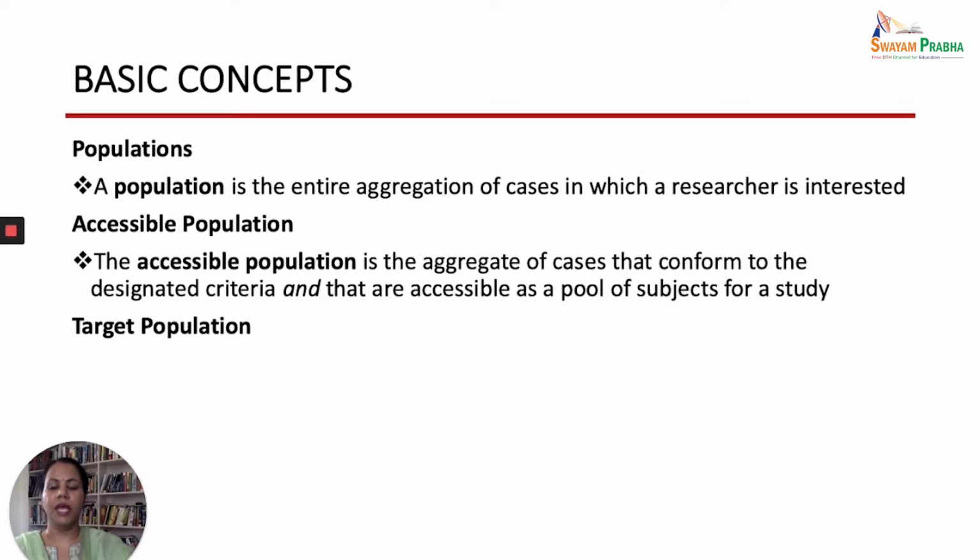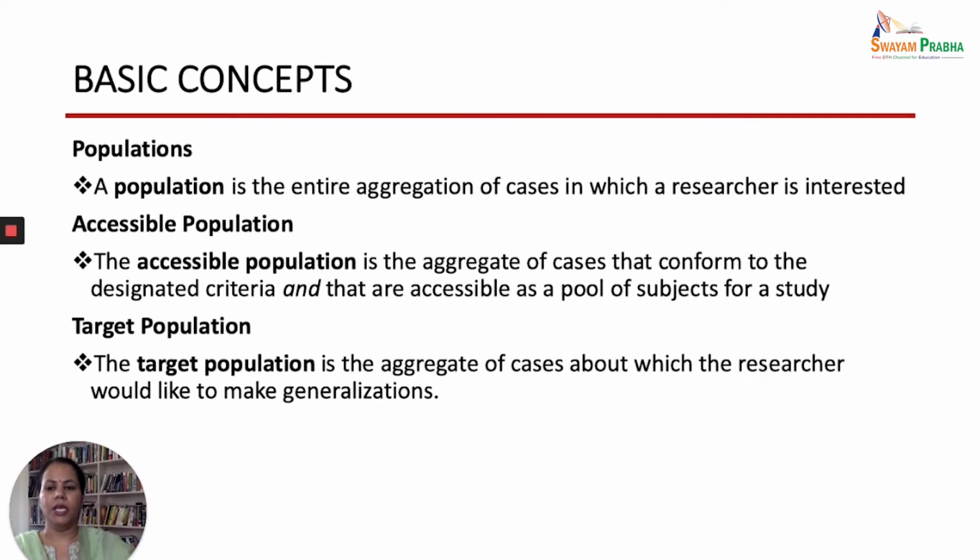Third one is target population. Now what is a target population? It is the aggregate of cases about which the researcher would like to make generalizations. Generalization means whatever findings you will be getting from your research study, on whom you want to apply those findings. So always target population is the aggregate of cases on which you will be making your generalizations.